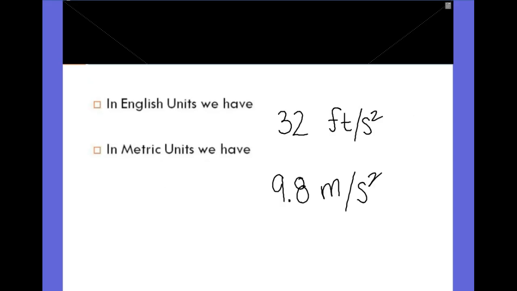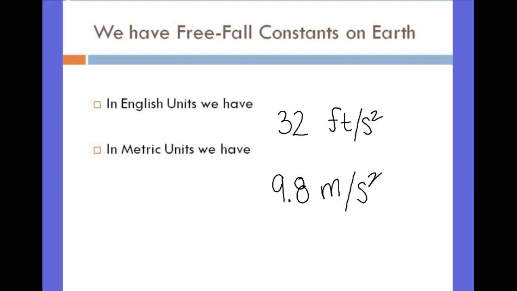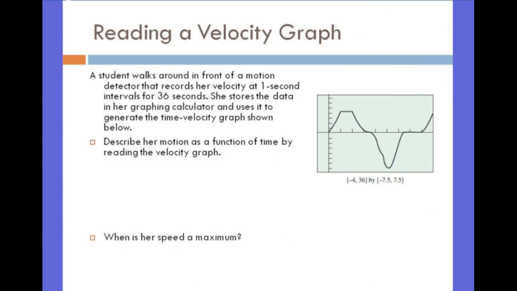Okay, for constant units in English, we have 32 feet per second squared, and in metric, we use 9.8 meters per second squared to represent the free fall constant on Earth. So, what we're going to do today is calculate some stuff.